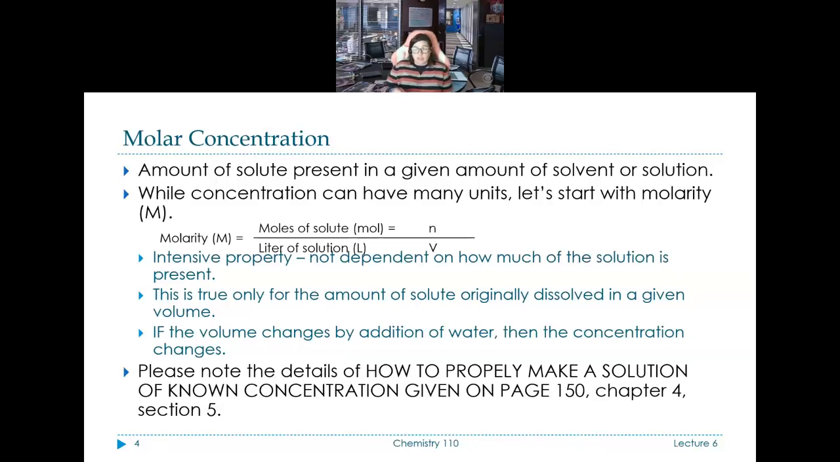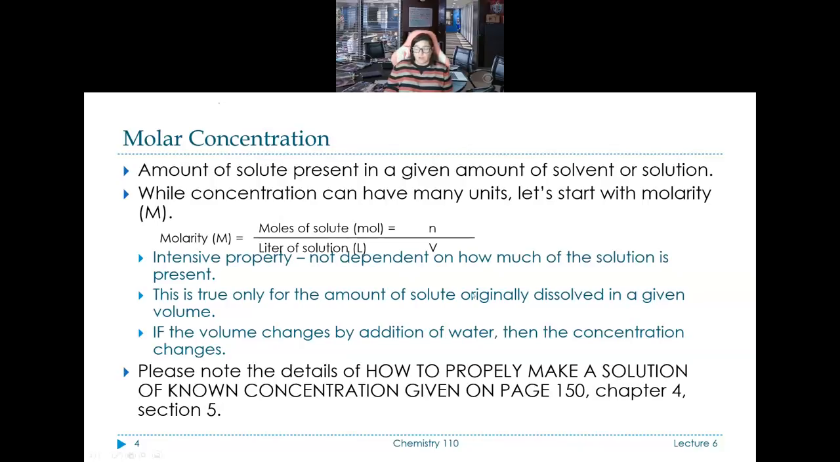Now this is an intensive property. It's not dependent on how much of the solution is present. It doesn't matter how much of the solution I take, it all has the same properties. This is true only for the amount of solute originally given in that volume. So if I change that volume, then the molarity is going to change. So if the volume changes by addition of water, then the concentration changes. Okay? If I add more solid, it changes. If I change the volume of the liquid that it's in, then it changes.